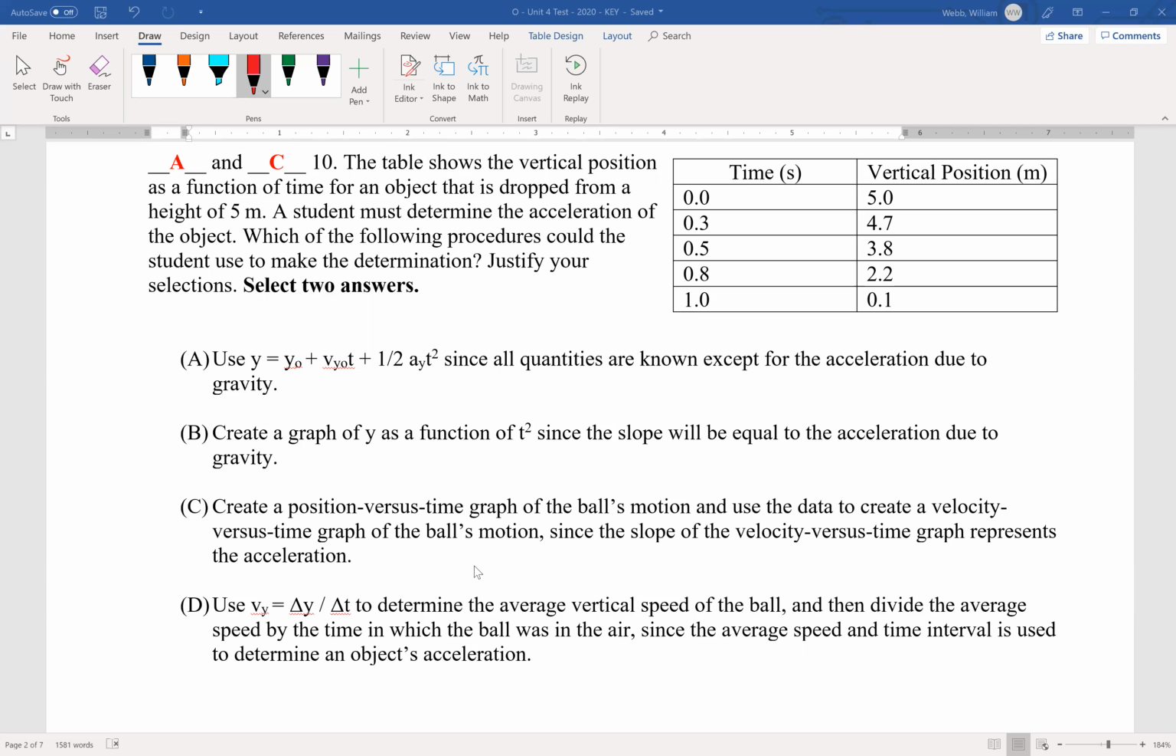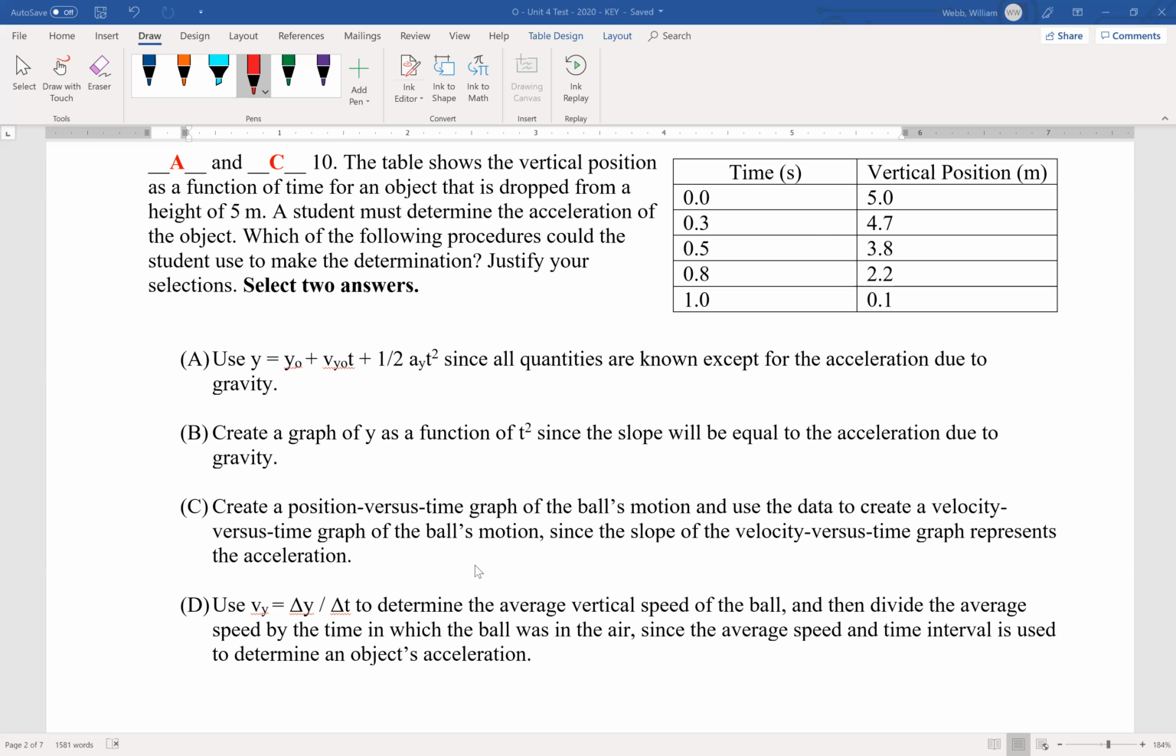And so it says the table shows vertical position as a function of time for an object that's dropped from a height of 5 meters. It's vertical instead of horizontal, but in this case, we actually know what the acceleration should be, but maybe they're wanting you to see, does air resistance make a difference? Does it actually change it from 9.8? The student must determine the acceleration of the object. So we would assume it should be pretty close to 9.8, but maybe there's enough air resistance that actually changes it a bit. Which of the following procedures could the student use to make the determination? Justify your selections. Select 2 answers.